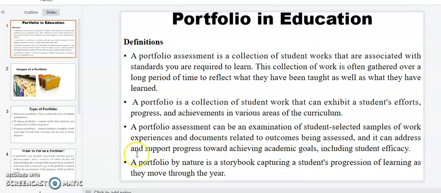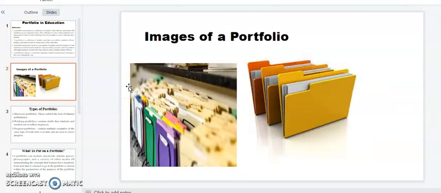A portfolio by nature is a story book capturing a student's progression of learning as they move through the year. In this slide, the images you see here are portfolios that students and teachers can use as they collect students' works throughout a term or a semester.